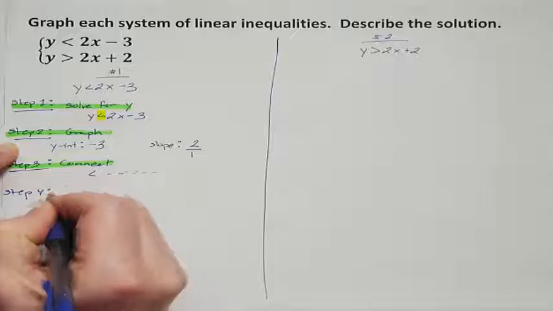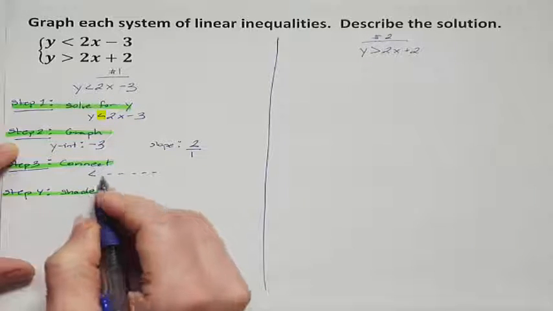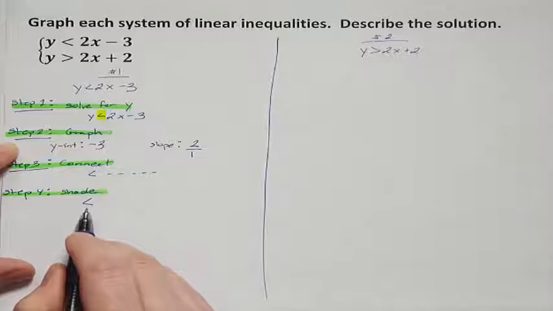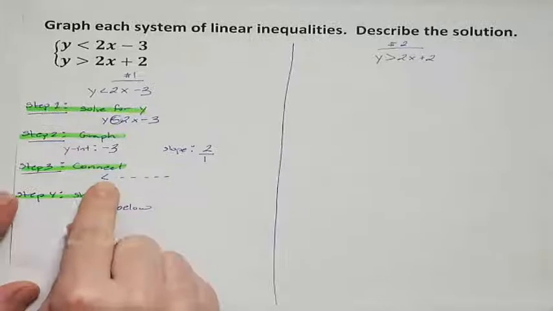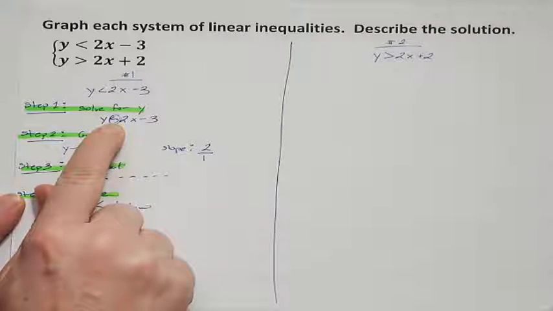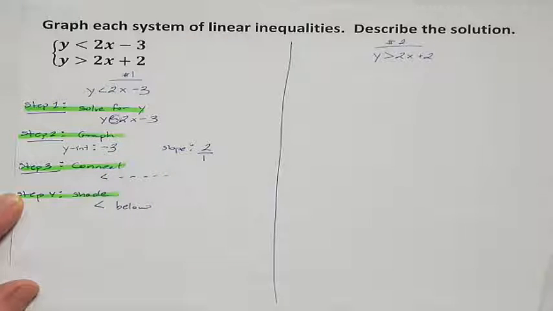And step number 4 is how do we actually shade it? For figuring out how to shade, we look at the symbol again. My symbol is less than. If it's less than, you are always going to be shading below. So each time we were looking at the symbol, this was the symbol we were focusing on, the one in the solved for y equation. Now let's go ahead and graph it.